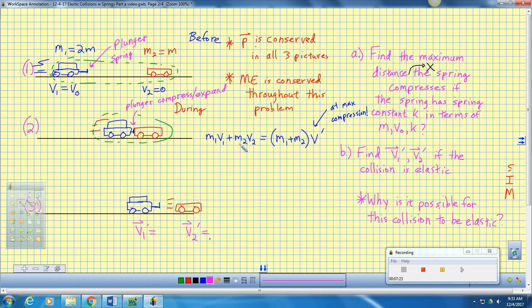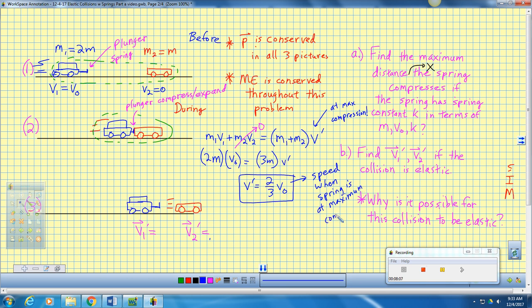Before they collide, v2 isn't moving, so this has no momentum. Before they collide, m1, which has a mass of 2m, is moving at a speed v0. And afterwards, this total system has a mass of 3m, and it's moving at a speed v prime. We can solve for v prime pretty easily. Okay, this is our speed when the spring is at its maximum compression.